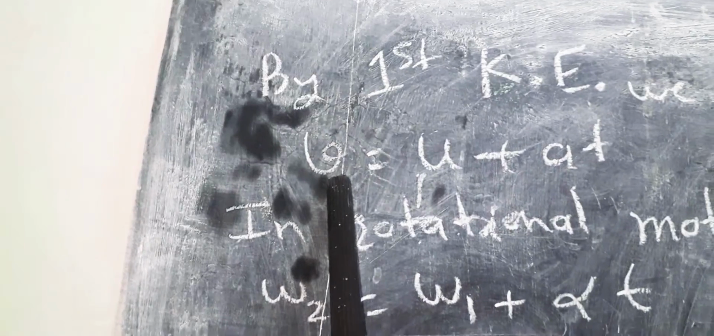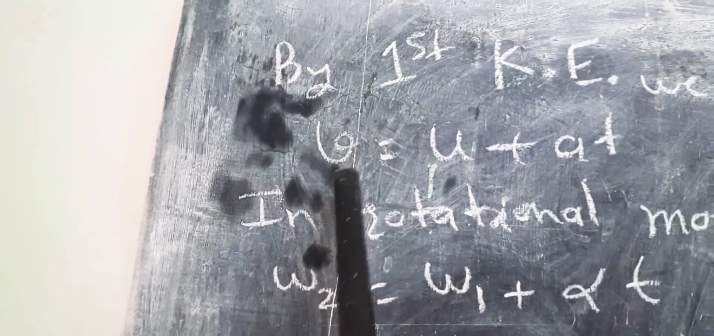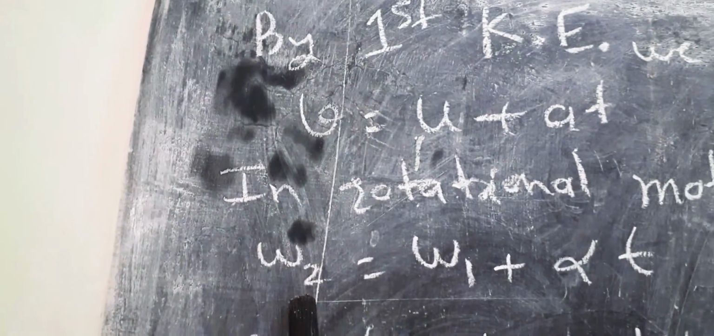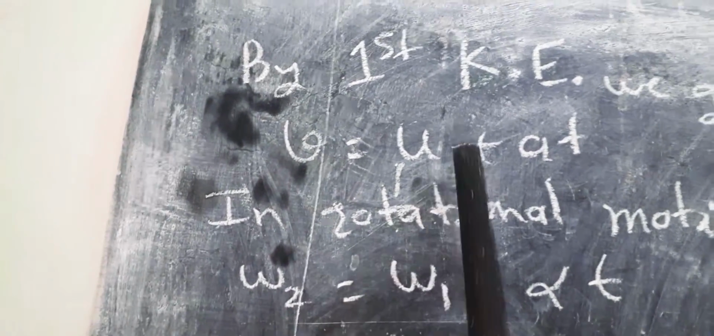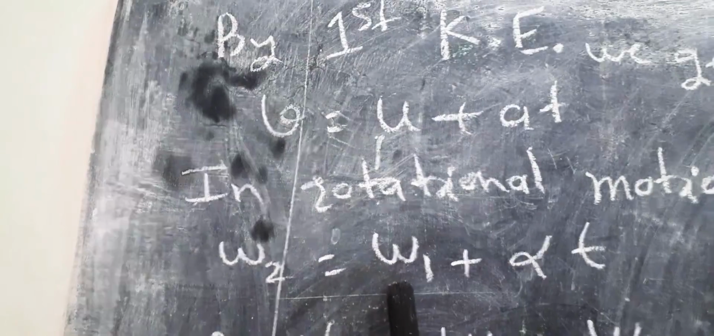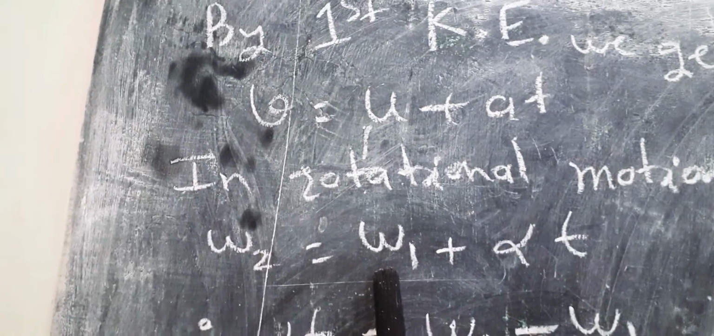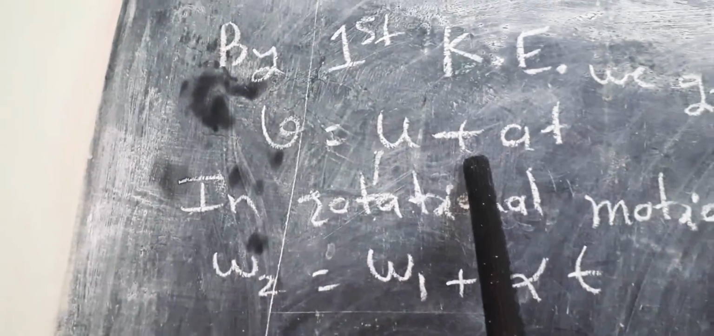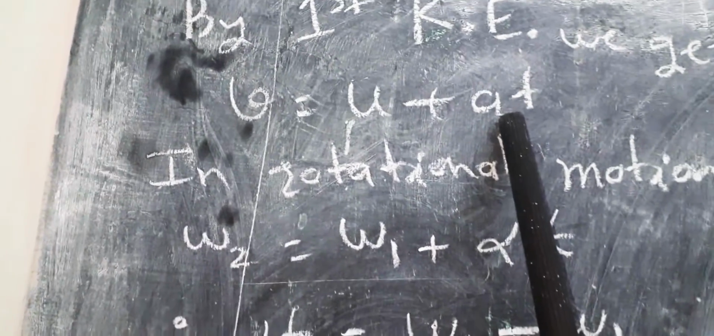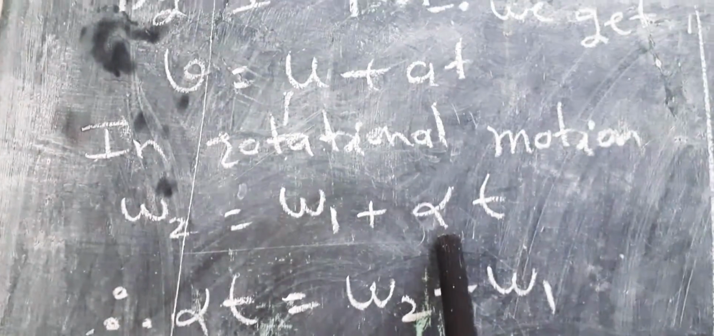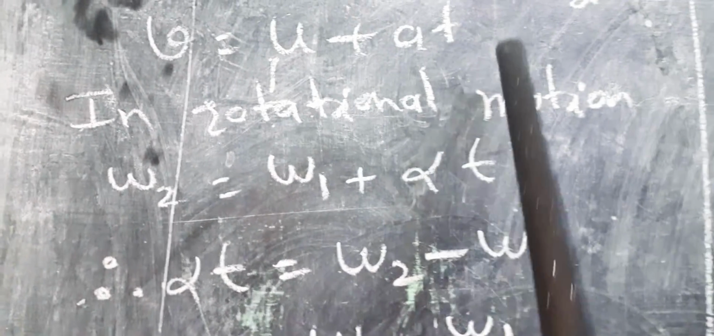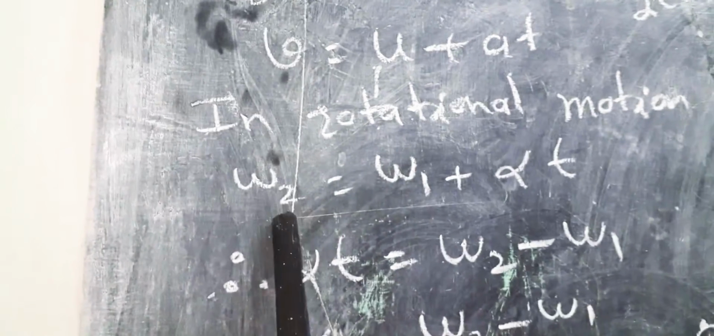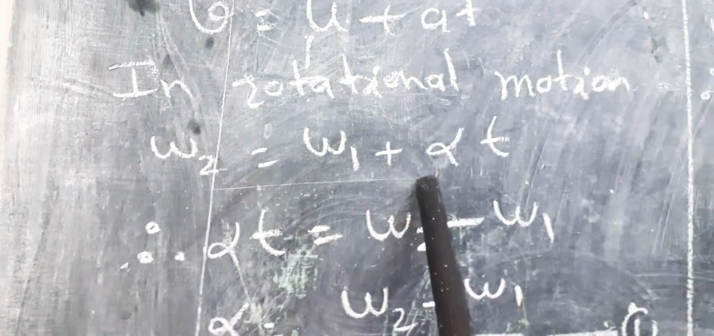So in place of v, final velocity, we can write omega 2, final angular velocity, is equal to, in place of u we write initial angular velocity, that means omega 1, plus a, meaning acceleration. In rotational motion, acceleration is shown by alpha, angular acceleration, and t remains as it is. So we get omega 2 is equal to omega 1 plus alpha t.